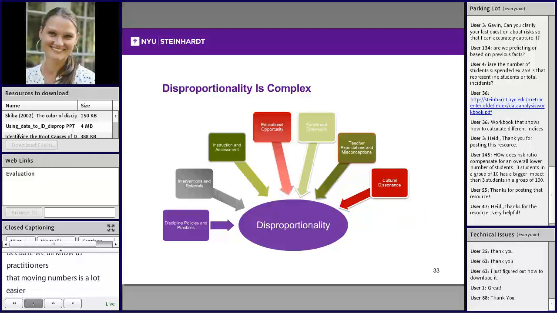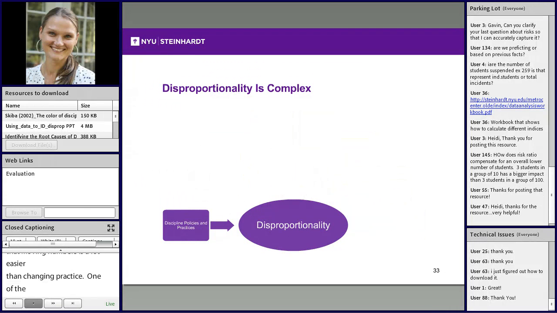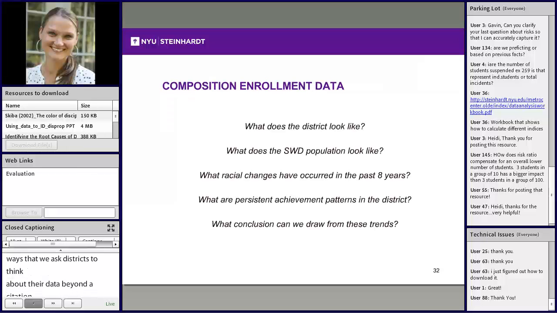Because we all know as practitioners that moving numbers is a lot easier than changing practice. So one of the ways that we ask districts to think about their data beyond a citation, or beyond the classic ways of defining disproportionality, is to start to break down their composition and enrollment data. Let's think about what's going on in our district, and let's really think about what our district looks like so we can make sense of what's going on. So there's a couple of guiding questions on this slide that try to get at some of the things that I've talked about in terms of the root causes and the complexity of disproportionality.